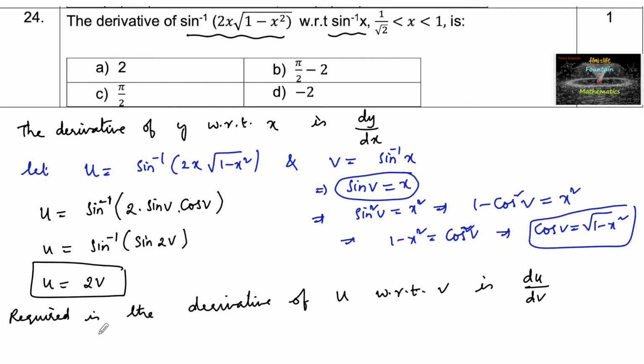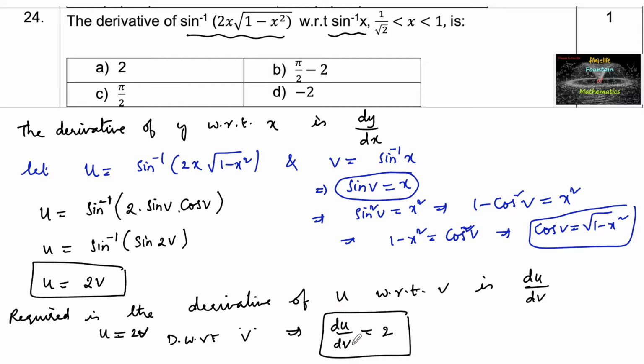So differentiate u is equal to 2v with respect to v. So we'll have du by dv is equal to 2, since the differentiation of 2v with respect to v is 2. So we can give our answer as 2. Option A is the answer.